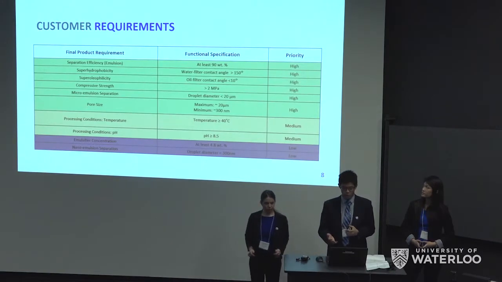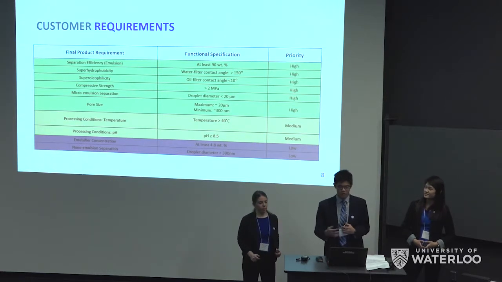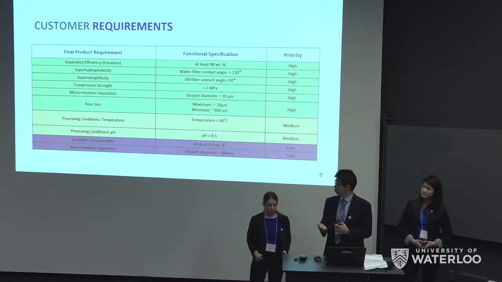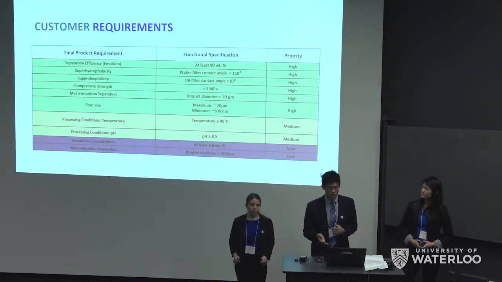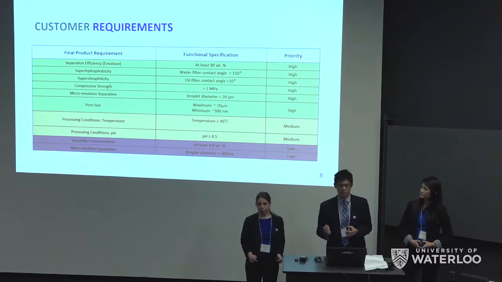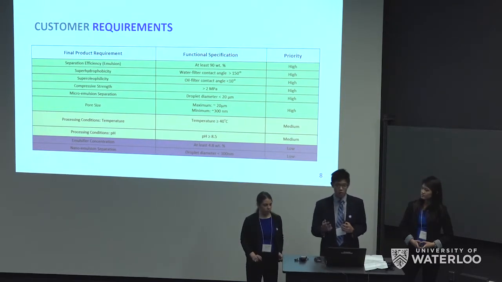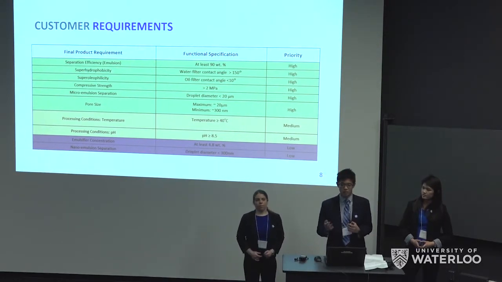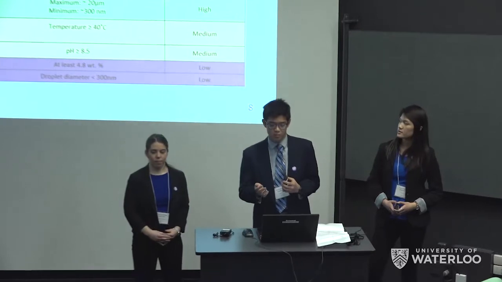The requirements from industry are listed up here. Our filter must at least have a separation efficiency of about 90% by weight, superhydrophobicity, superoleophilicity, a compressive strength of about 2 megapascals or greater, and it must be able to separate microemulsions, which range from 300 nanometers to 20 microns, because this is one of the most common emulsions found in the oily wastewater and crude oil industry. It will also be favorable if our filter is able to withstand the processing temperatures found in the crude oil industry, which is about 40 degrees, as well as a solution pH of about 8.5.